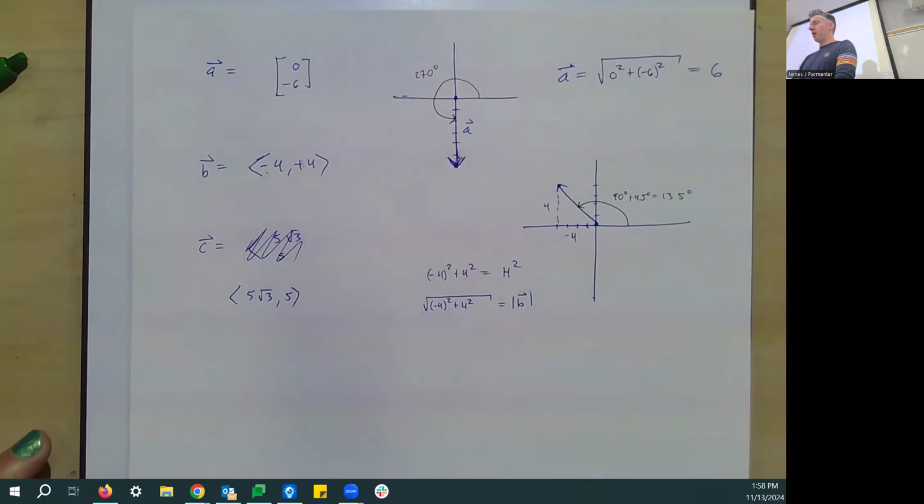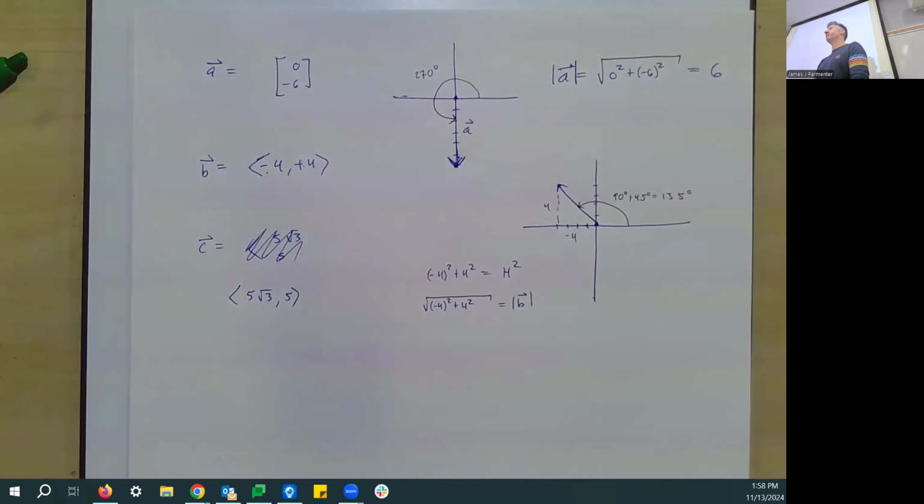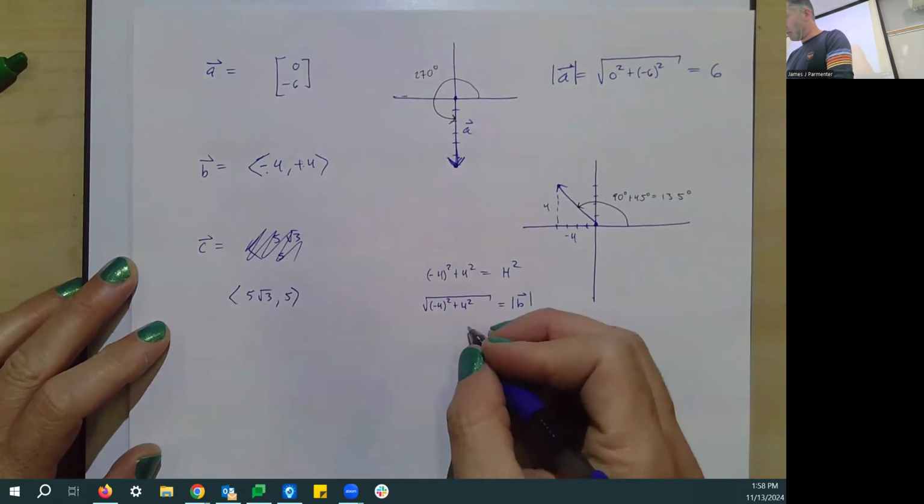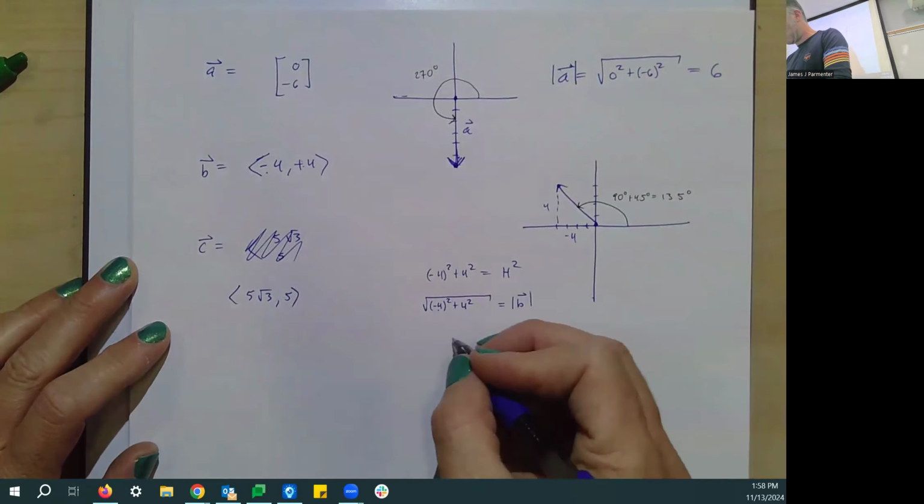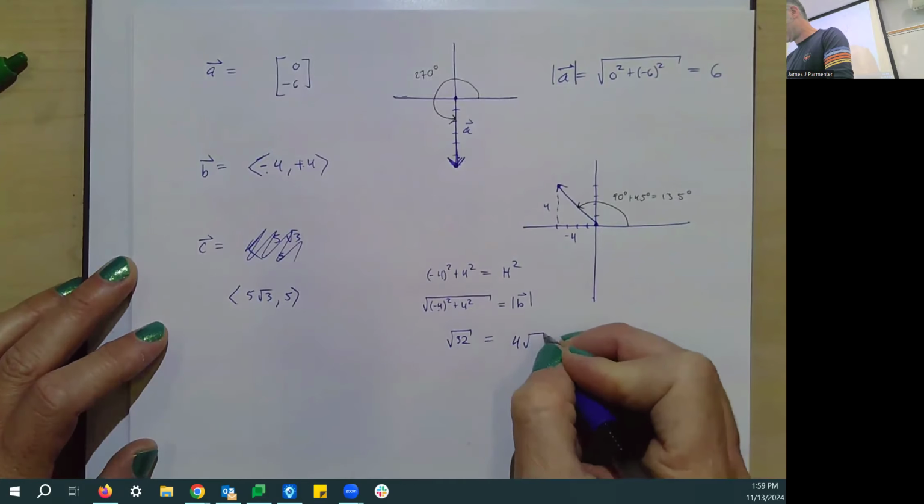And I suppose over here, I'll point out, this is not an absolute value. I know it looks like an absolute value, but when you put the absolute value symbol around a vector, it's called the magnitude or the norm or the length. It's not the absolute value. So here, the magnitude of the vector B is equal to the square root of 16 plus 16, which is the square root of 32, which you could simplify as 4 root 2 if you wanted to.